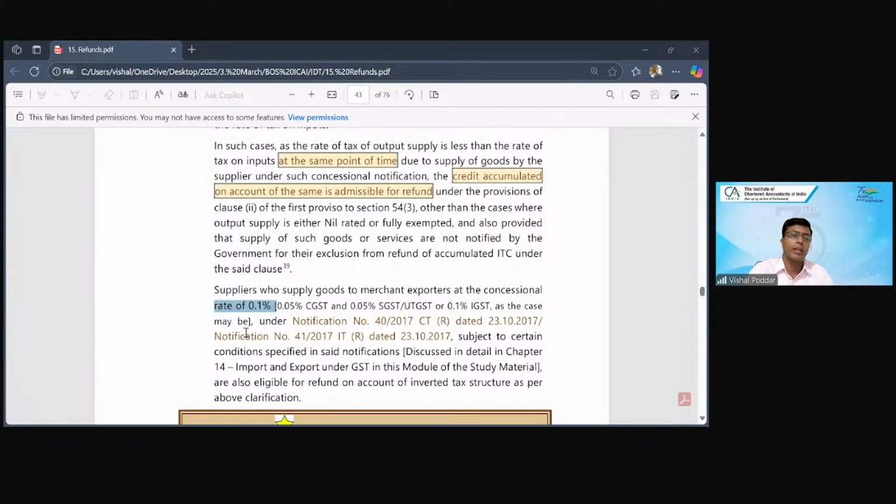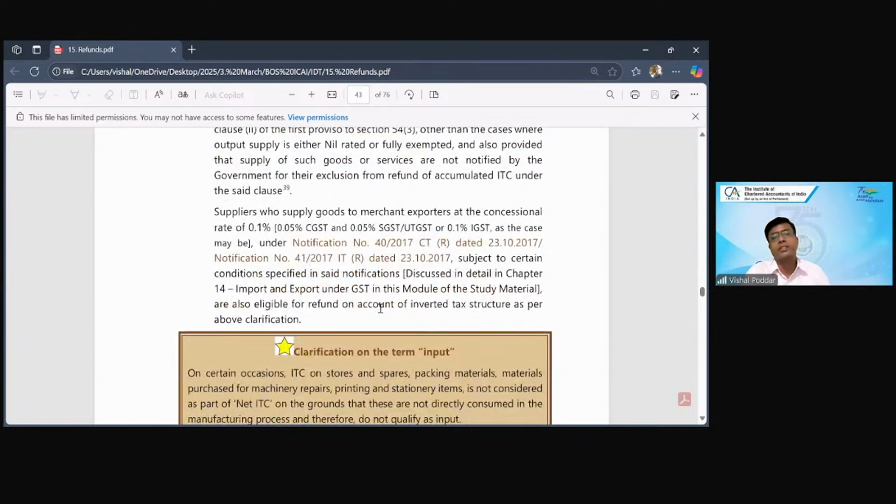Now in this particular case, I purchase the goods at 18%, which is the normal rate. And today itself, when I'm selling these goods, they are sold under the concessional rate option of 0.1%. So when I do this, in that particular case, it will qualify as inverted duty structure, and I am eligible to claim this refund.